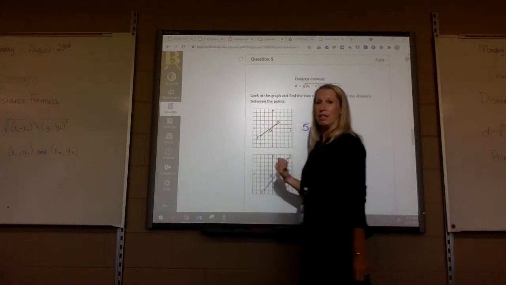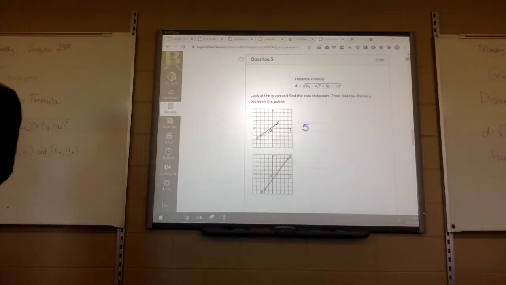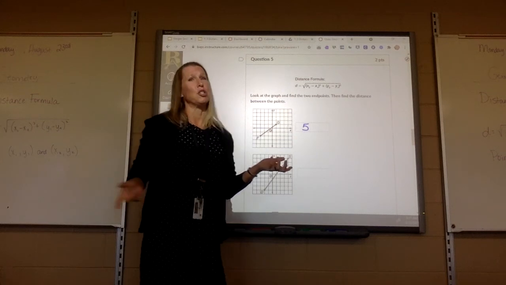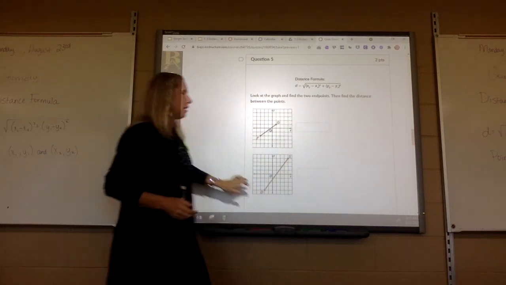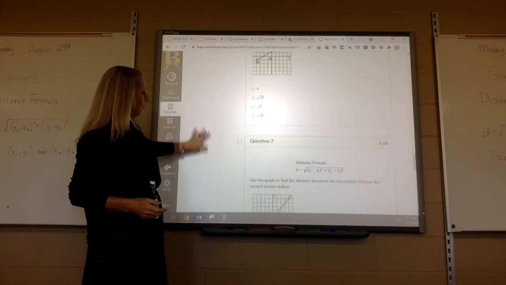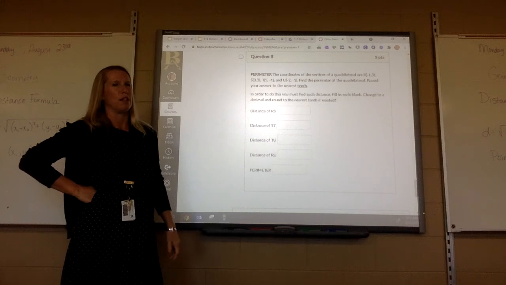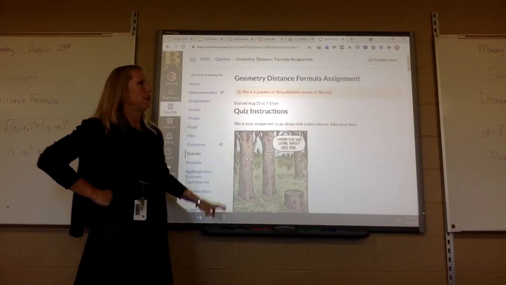Now I do have this where you can take this more than once. So say you take it and you miss a few, take it again because you want to start off with the highest grade that you can. Okay. It does not show you the correct answers, by the way. So you can't go back and look and go, oh, this is what the answer should be. Number 8 might be the most challenging problem.